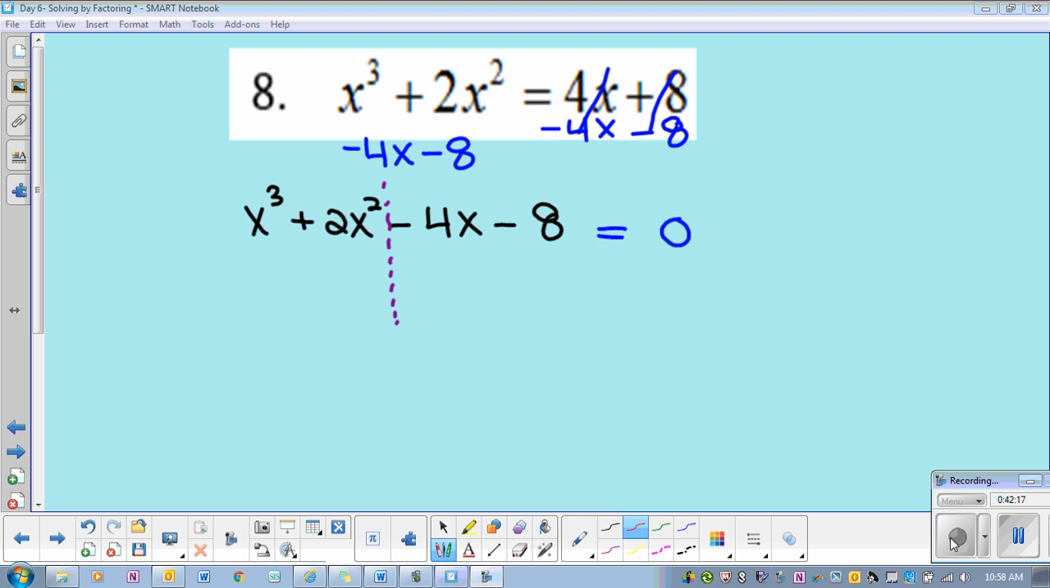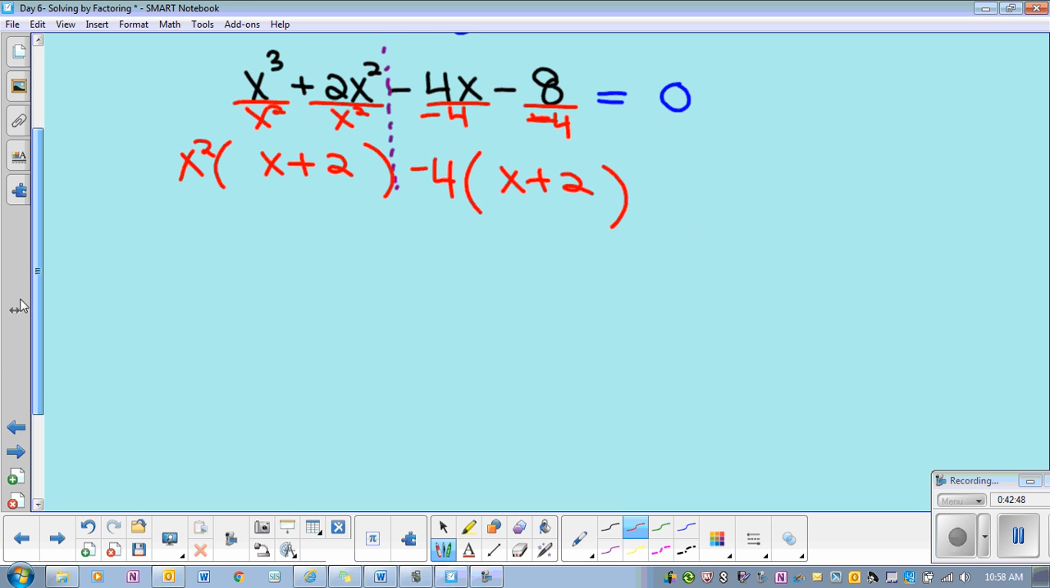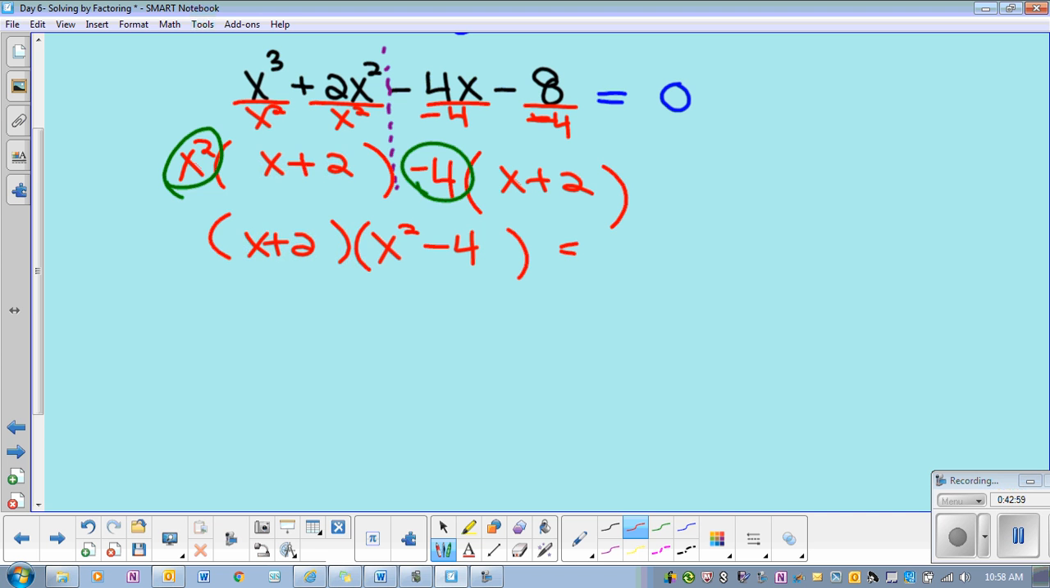Okay, so on the left-hand side, your GCF should have been x squared. Did we get that? Okay. Divide everyone by x squared, and you get x plus 2. Do you agree? All right, so on the right-hand side, did you get -4? Good. -4 is your GCF there. Divide everybody by -4. x plus 2. My parentheses match, so I know I did this right. Double parentheses. x plus 2, x squared minus 4, right? Because it's these outside ones. And that equals 0.